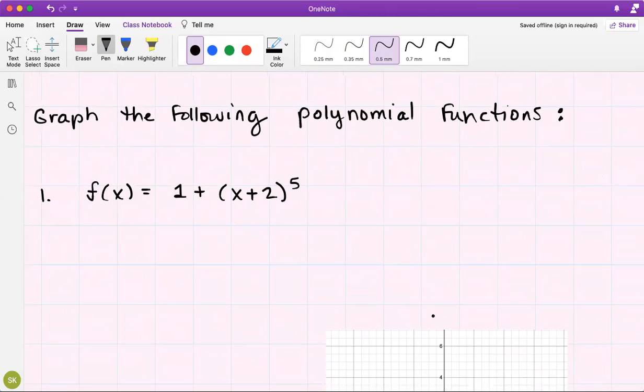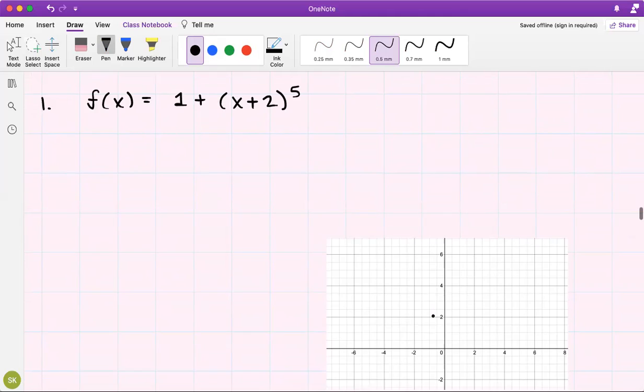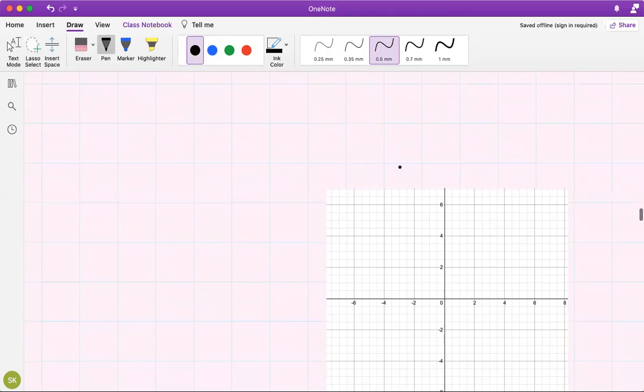So let's start with step 1. Let's graph the following polynomial functions. Here I have f of x is equal to 1 plus (x plus 2) to the 5th. Okay, so we're going to start off. Make sure you put some space on your paper to draw something here.